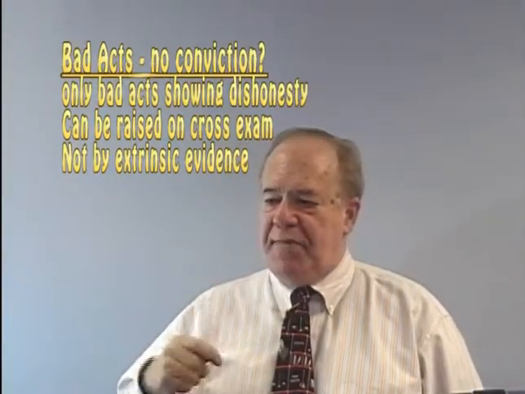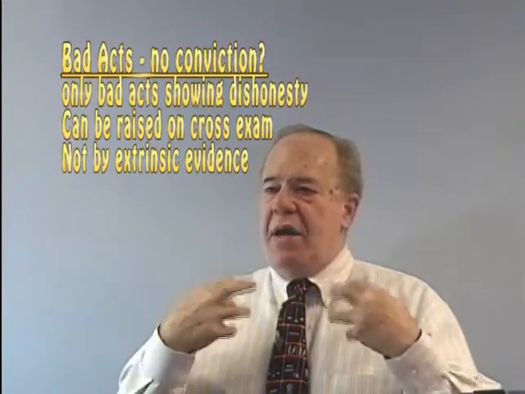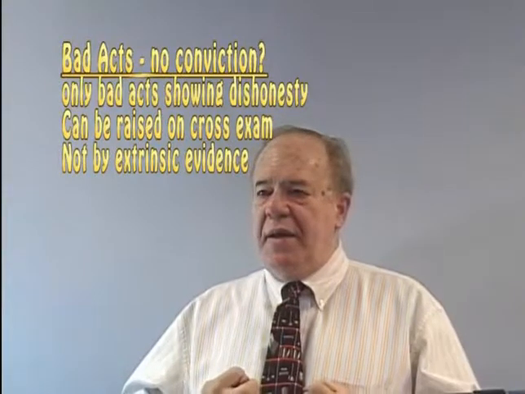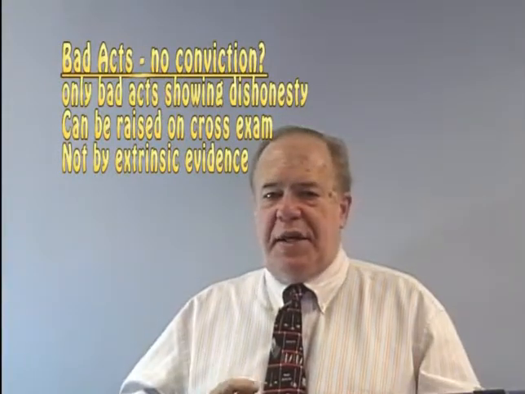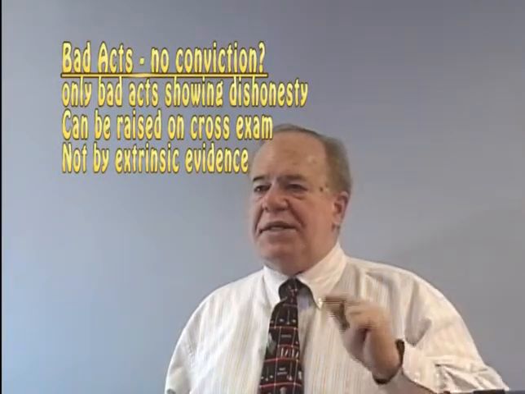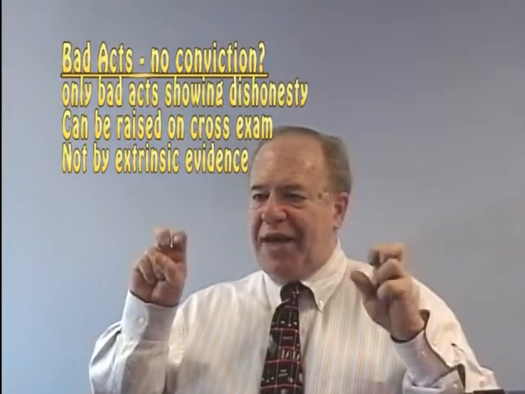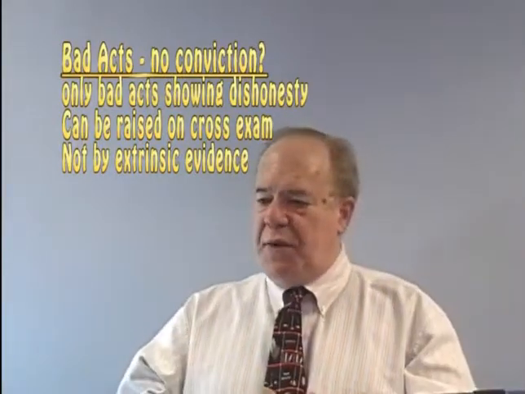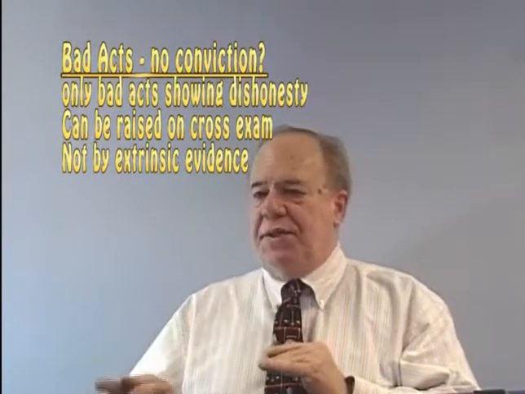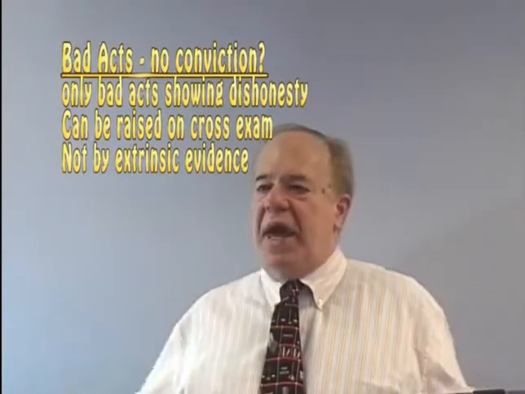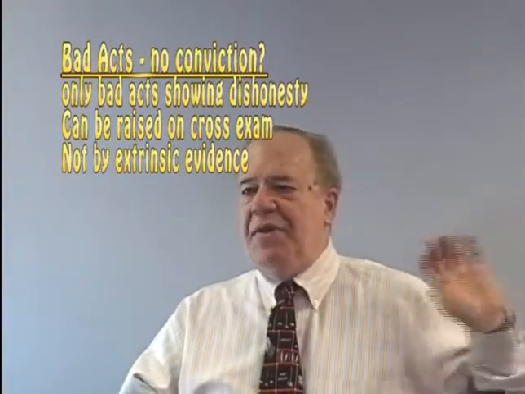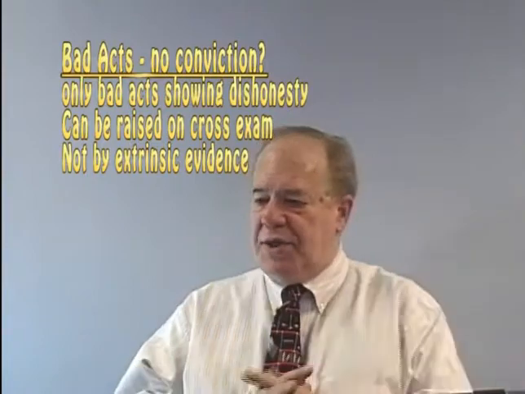And the limitation is it can be offered by cross-examination only. We can ask the witness, isn't it a fact that you lied on your income tax last year? But if the witness denies it, we are not permitted to use what's called extrinsic evidence to prove that the witness is lying about that. We can ask about a bad act on cross-examination, but that's the end. We're not allowed to bring on extrinsic evidence, otherwise we wind up having a trial about the bad acts of witnesses and be led far astray, so we can't do that.